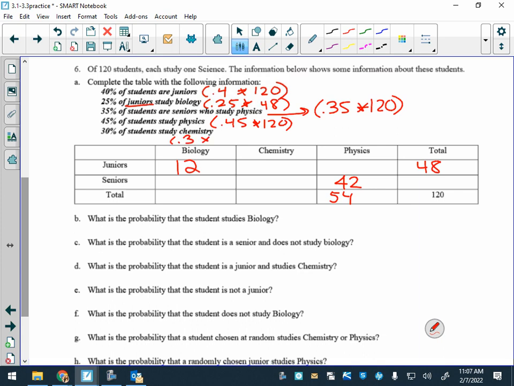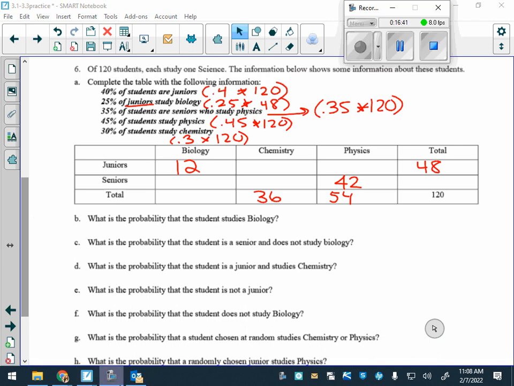0.3 times 120. How many students study chem? 36. Okay. So based on the percentages given, we were able to fill out part of the chart. Your task right now is to complete the chart if you haven't done so already and answer the questions that follow. I'll give you about 5 minutes or so to finish the chart and answer the questions.